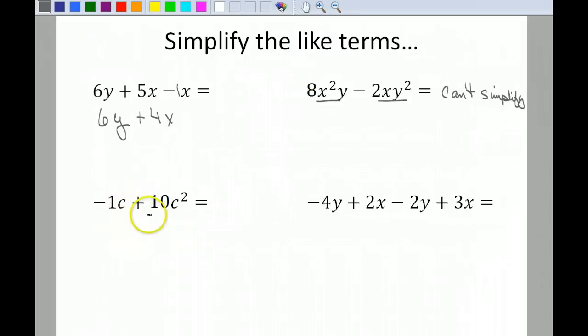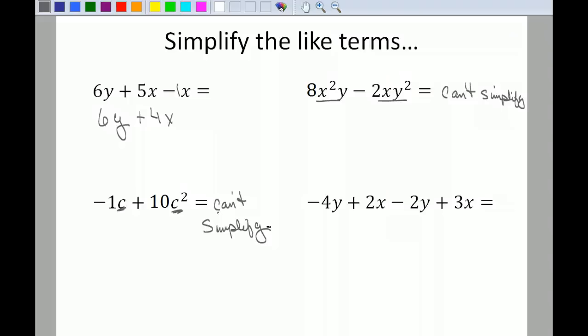Negative 1c plus 10c squared. Oh, be careful. I don't have the same variable raised to the same power, so these are not like terms. So I can't simplify this one either. Oh, let's look at this one.